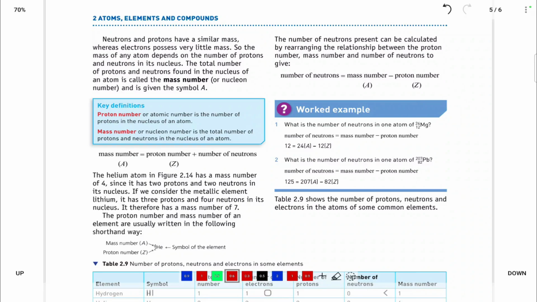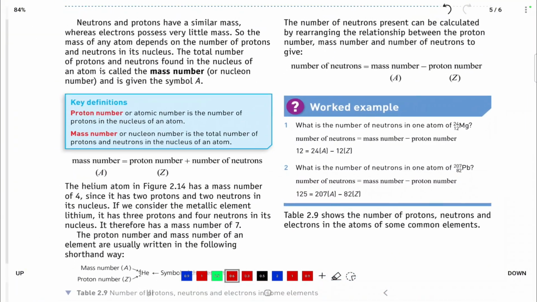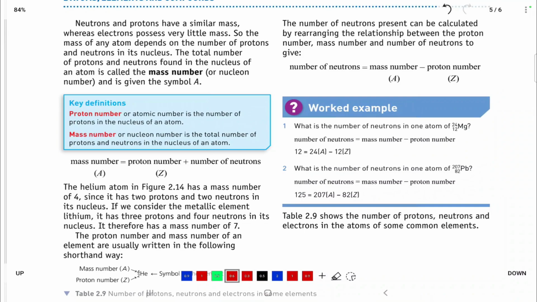The total number of protons and neutrons found in the nucleus of an atom is called the mass number or nucleon number, and is given the symbol A. We stated this part last week. Now we will go through some examples to highlight this concept.